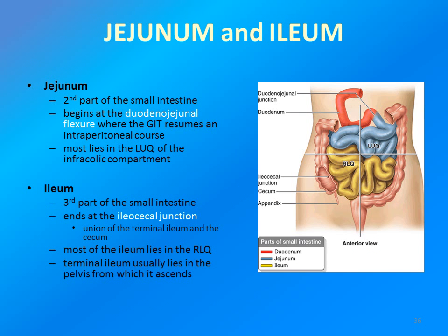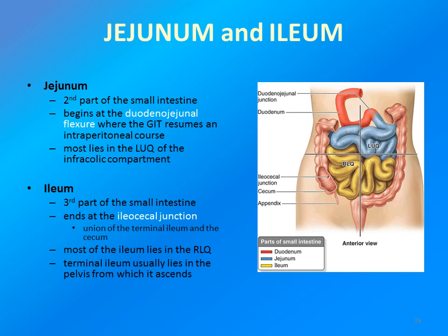The second and third part of the small intestine include the jejunum and then the ileum. The jejunum begins at the duodenojejunal flexure, where the gastrointestinal tract resumes an intraperitoneal course. Therefore, most of it lies in the left upper quadrant, or we can say the infracolic compartment.